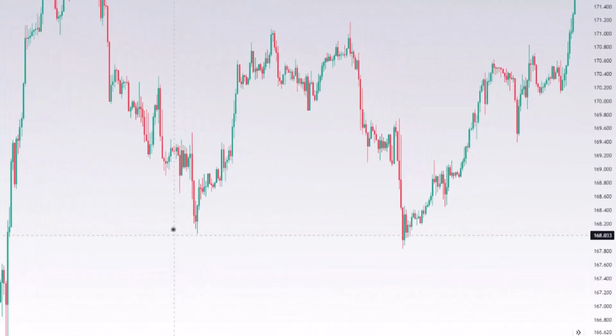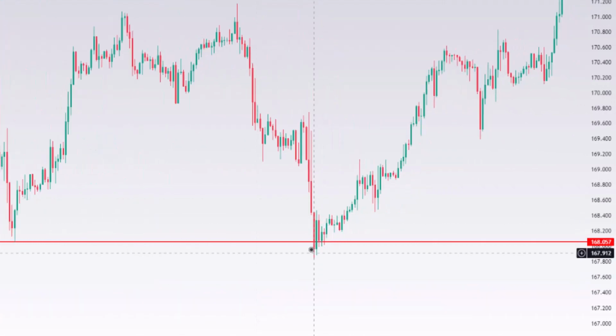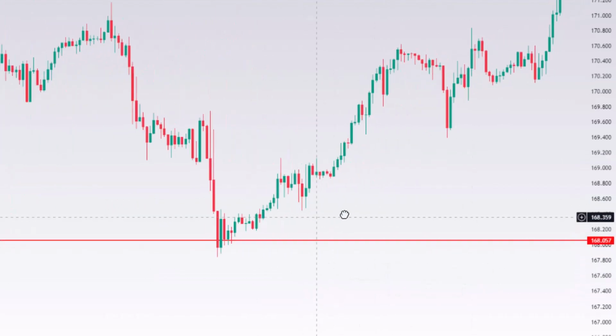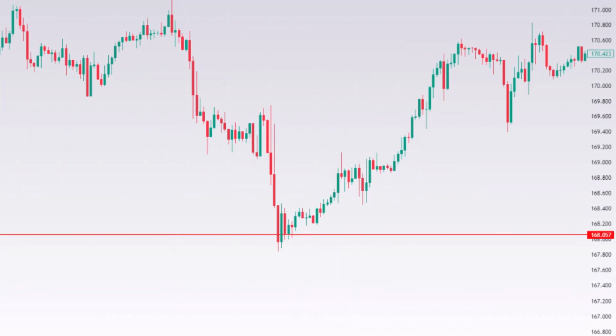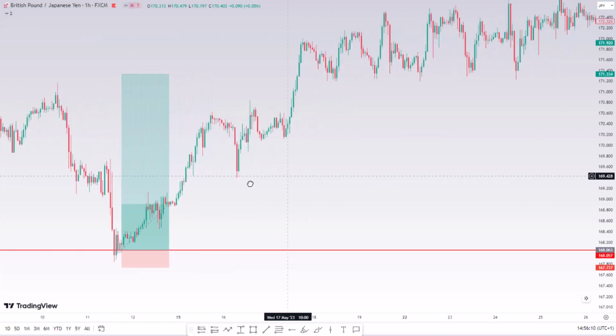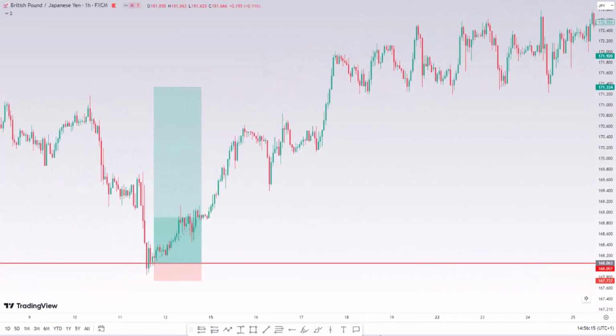We notice this low which was created. What happened? I want to see price coming to this low, giving me weak rejection and a bullish candle in the direction in which I want to buy. And immediately those two criteria were being fulfilled. What happened? I'm going to take that trade with no hesitation. And then the market spiked up to the upside nicely.